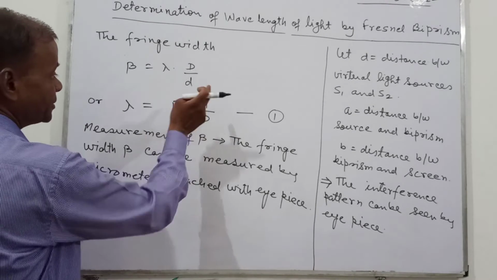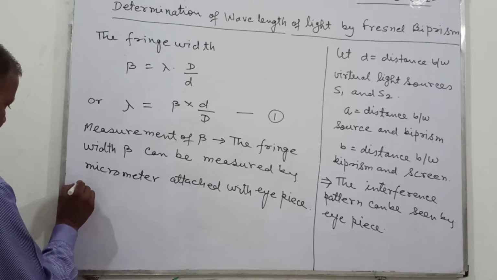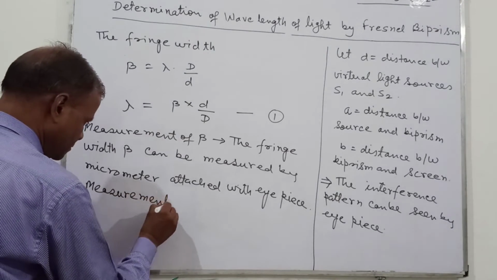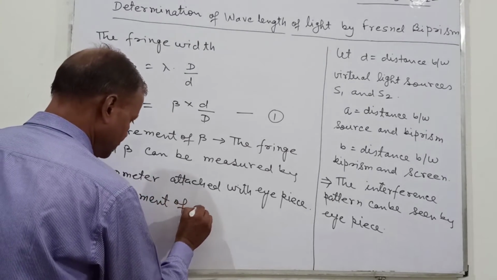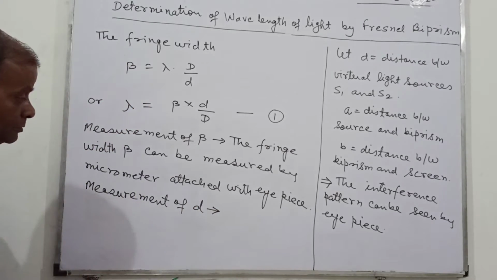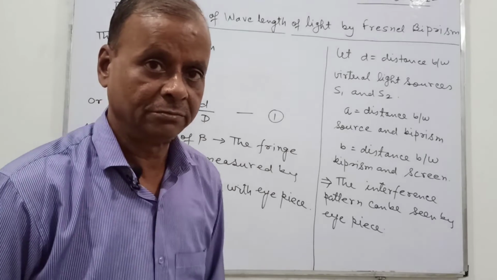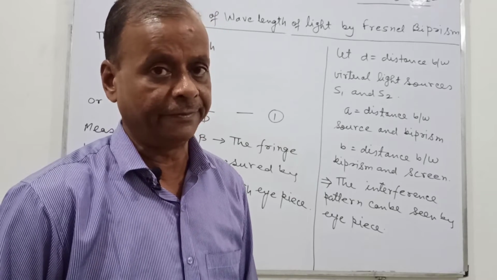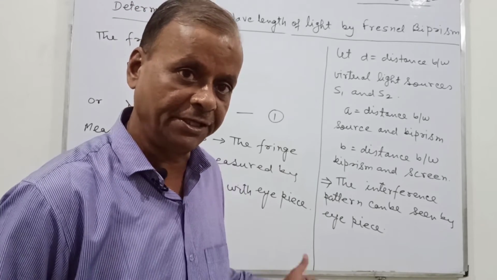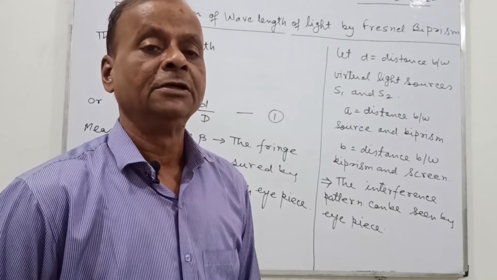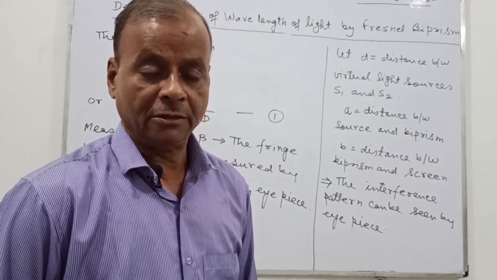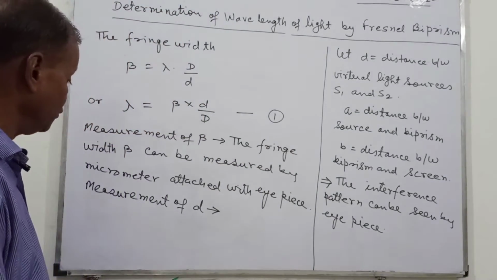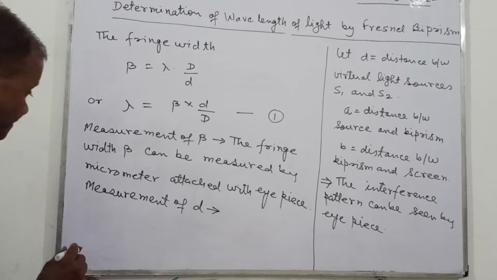And now determination of d. Now to find the value of d, there are two methods. One is the angle of deviation, by which we can measure this distance d, and also this can be measured by the displacement method of convex lens. So measurement of d, we can do in this way.